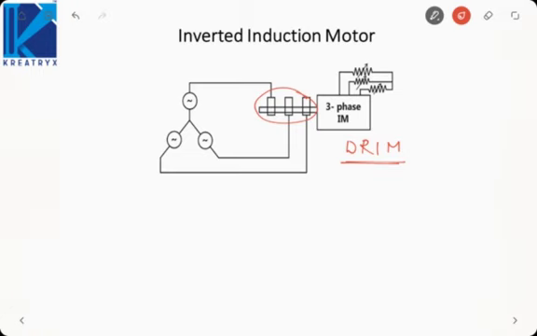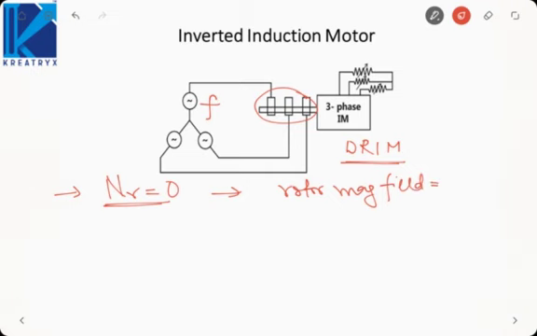So only the wound rotor motor can be run as an inverted induction motor. Here we are supplying the rotor side with a three-phase supply and the stator side is either short circuited or connected to a variable resistance. Now what will happen? Initially the speed of the rotor is 0. Suppose we apply a frequency f. Then the speed of the rotor magnetic field will be 120 f by p. Let us call it ns, but it will be with respect to the rotor.